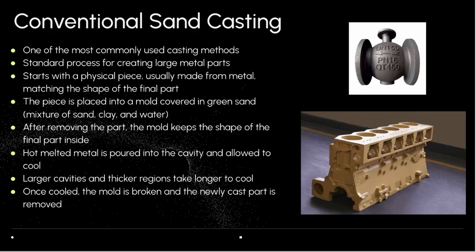So, conventional sand casting is one of the most commonly used casting methods. It's a standard process that most people use to create large metal parts. You usually start off with a physical piece, typically made from metal, that matches the shape of the final part you want. The piece represents what we ideally want our casted part to look like once it's been finished.